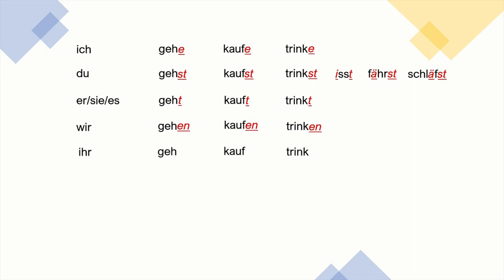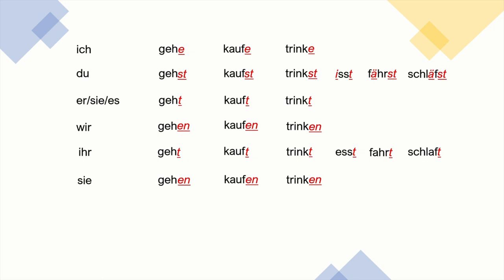And then we have ihr geht, ihr kauft, ihr trinkt, ihr esst, ihr fahrt, ihr schlaft. And then for the sie, it's just the same as the wir, so you just have to add en at the end. Sie gehen, sie kaufen, sie trinken.